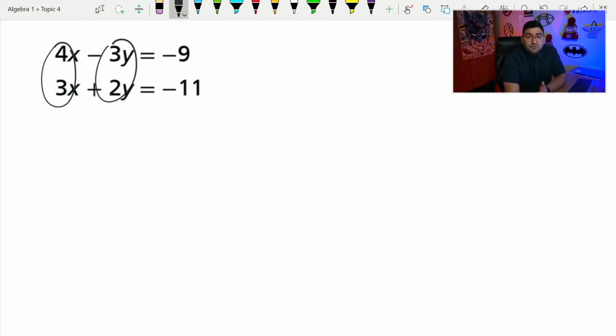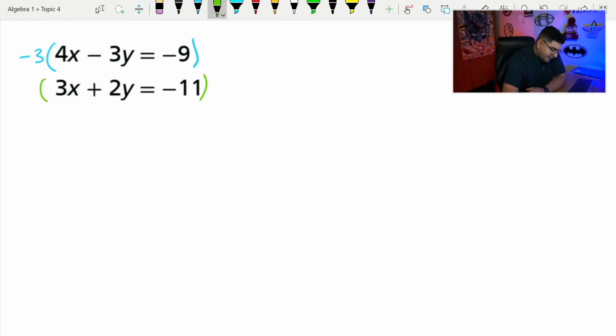You can choose which one you want. In general, my rule of thumb is to try to change them and multiply by the smallest numbers. So for example, the 3 and the 4. 3 and 4 can both multiply into 12. Okay? I can multiply the top equation by a -3 and the bottom equation by a 4. This would result in the top one equaling -12x and the bottom one equaling a positive 12x. That's one option that I have.